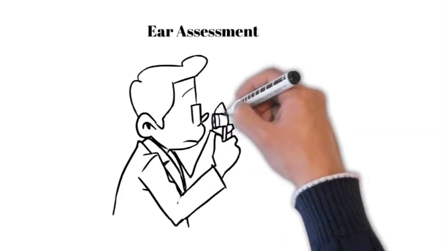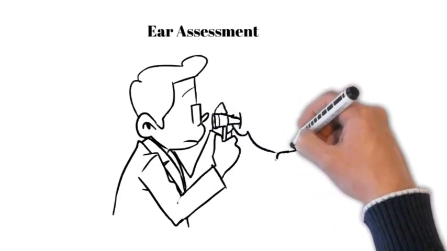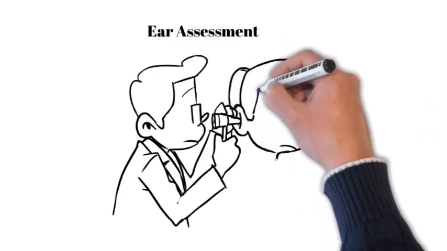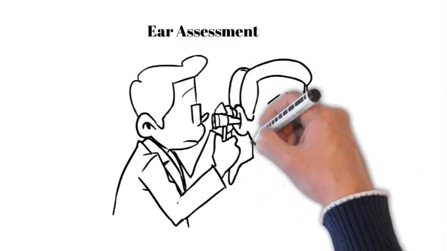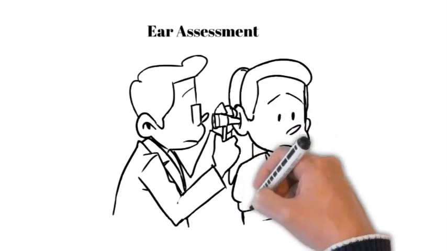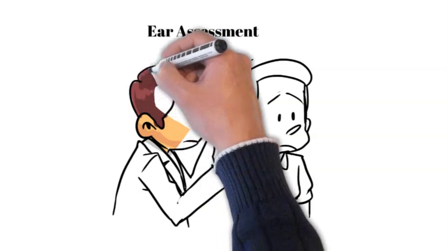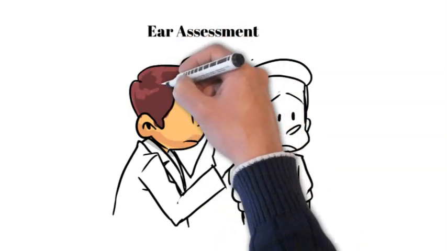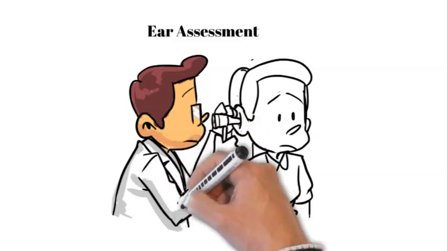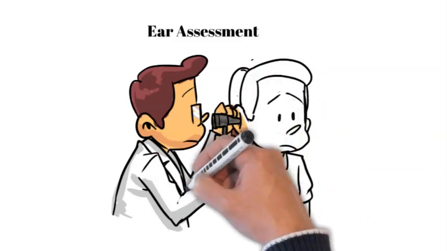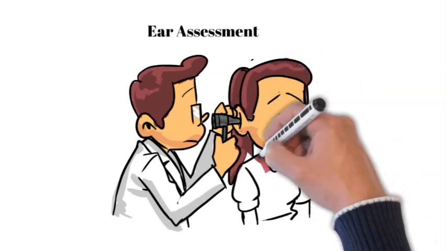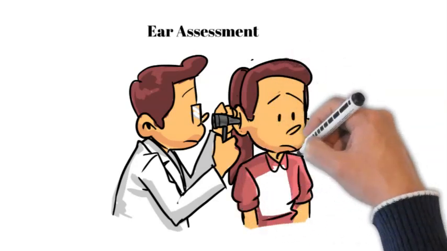Cerumen, earwax. Otitis media, infection of the middle ear. Otitis externa, infection of the outer ear canal. Mastoiditis, infection of the mastoid bone behind the ear. Assessment techniques: inspecting and palpating the external ear structures for symmetry and tenderness, assessing hearing acuity and identifying any hearing loss or tinnitus, and performing the Weber and Rinne tests to assess for conductive and sensorineural hearing loss.